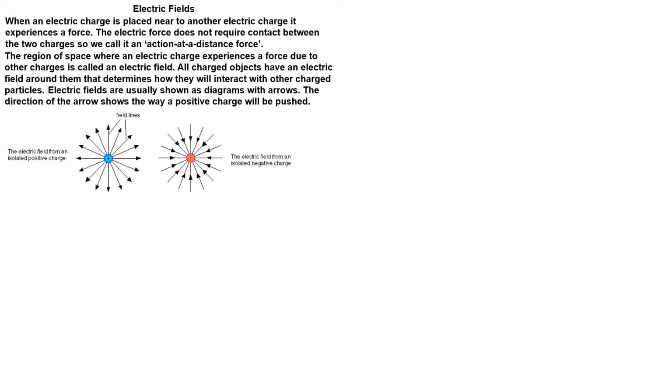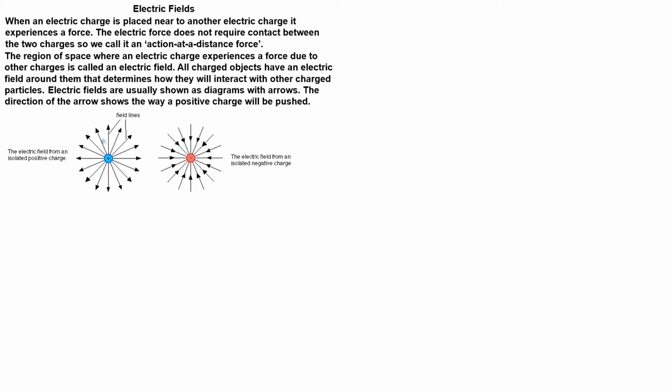The region of space where an electric charge experiences a force due to other charges is called an electric field. All charged objects have an electric field around them that determines how they will interact with other charged particles. Electric fields are usually shown as diagrams with arrows. The direction of the arrows shows the way a positive charge will be pushed. Field lines point away from positive charge and towards negative charge.